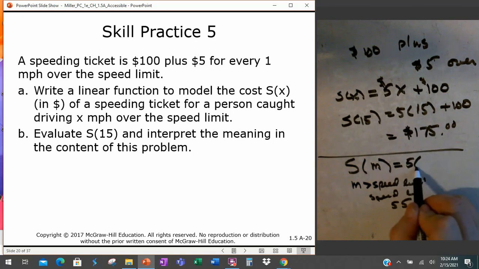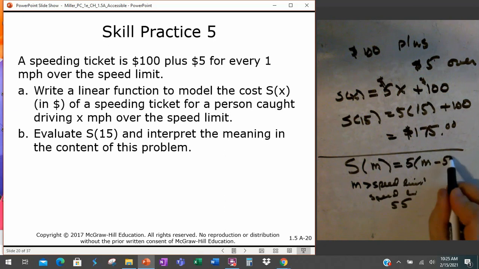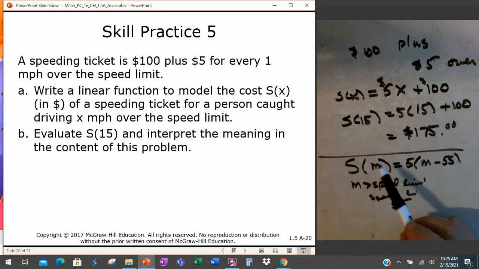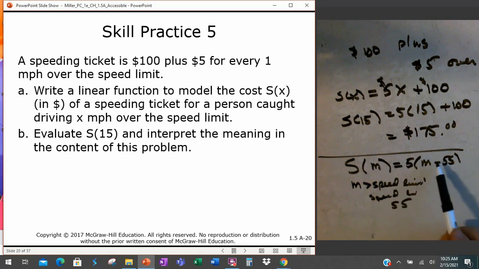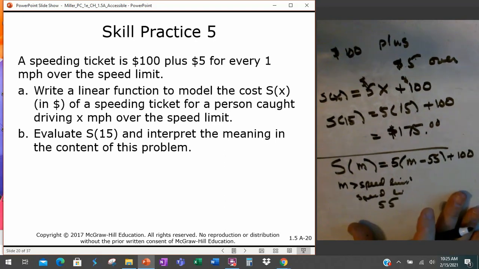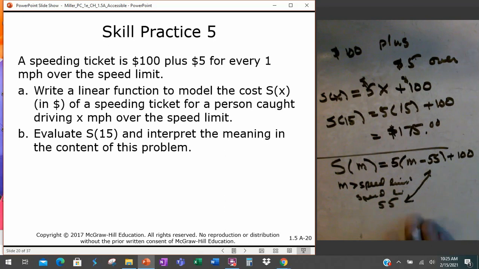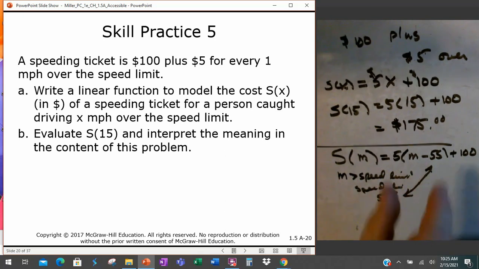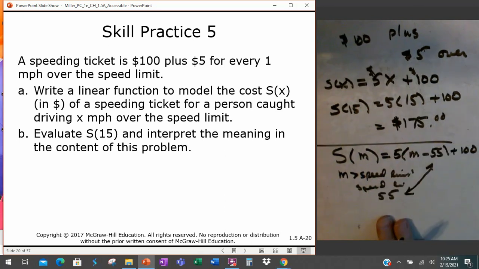I would say $5, but I've got my m or my x minus the 55. This would give me the miles above. So if you were running at 60 miles an hour, this would be the 5 miles above. And if you were running 70, the 70 minus 55 would give you the 15 times this, and then still this would be the 100. Okay, so you could build a specific one based on that. And that kind of resets it up to looking like this.